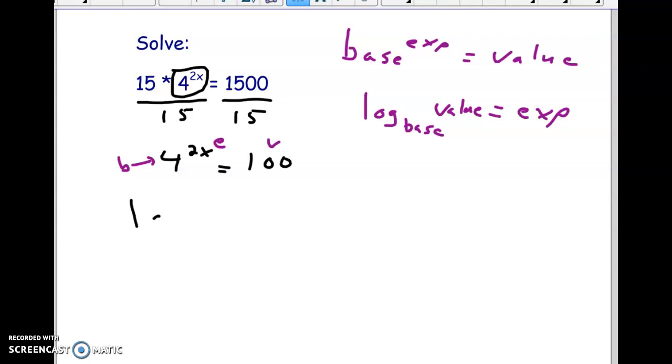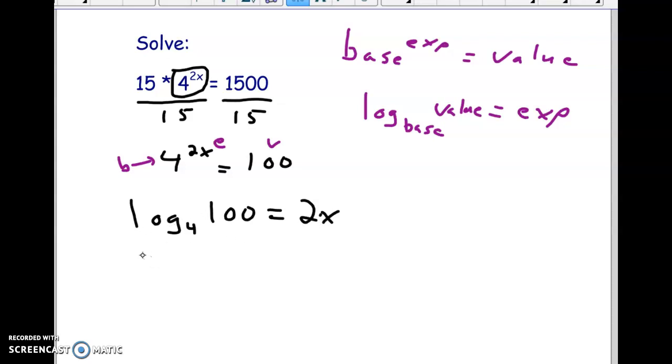So I'm going to write the word log, and I'm going to write my little base down here, so 4. My value comes next, 100. And then equals the exponent of 2x. All right, and so now we know we're going to divide by 2 eventually, but we just have to turn this left-hand side into a number.